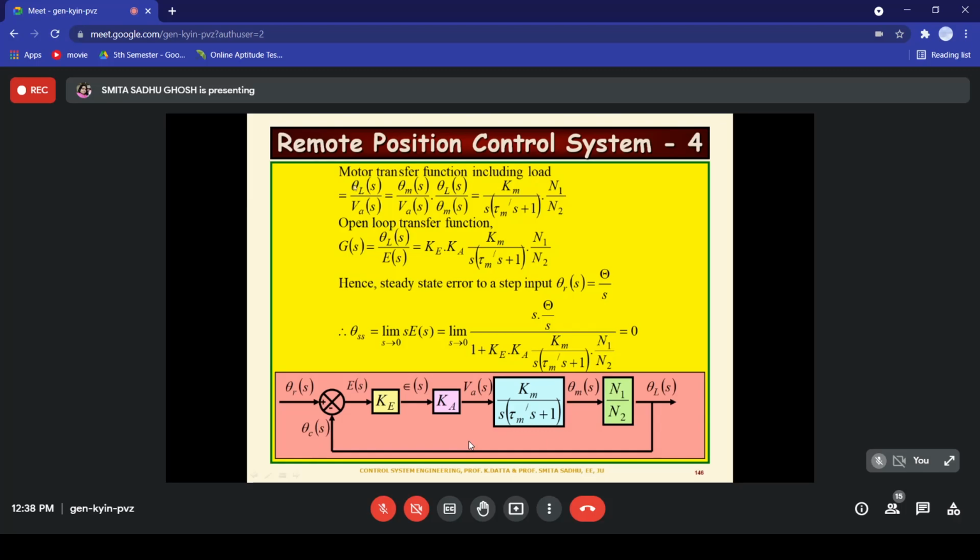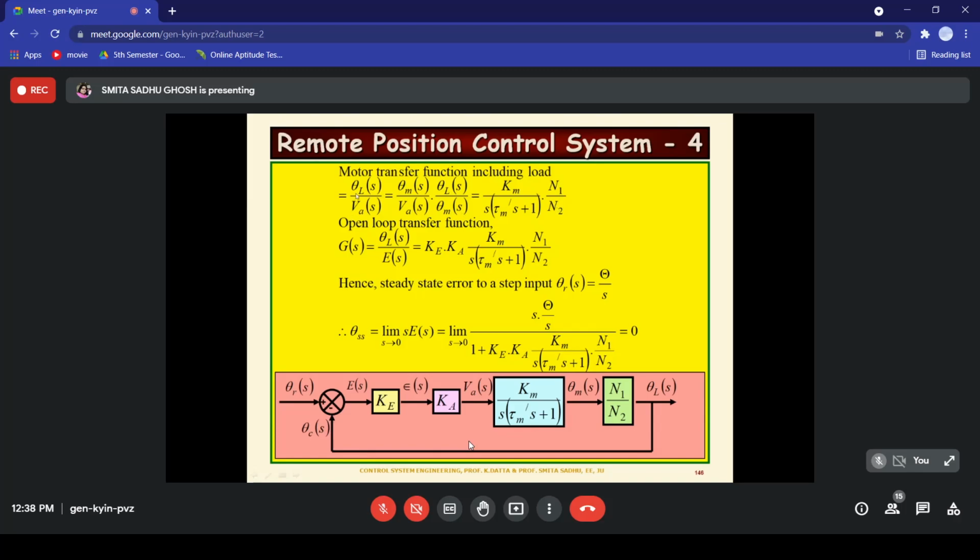So now if you want theta L by VA, that can be got from theta m by VA into theta L by theta m. You can see, theta m has been taken in the numerator and denominator as extra terms. Now, why this has been done is that we would be reusing the theta m by VA transfer function which we've already derived, and also we would be using the gear ratio between theta L and theta m. So the first portion, that is theta m by VA, is given by Km by S into tau m dash s plus 1, right? And theta L by theta m is the gear ratio, which is N1 by N2, right?